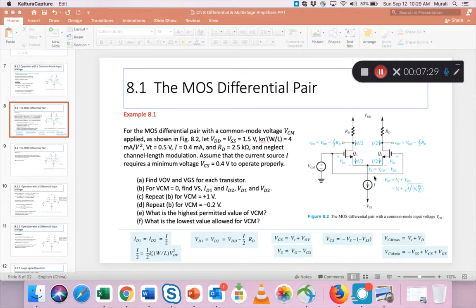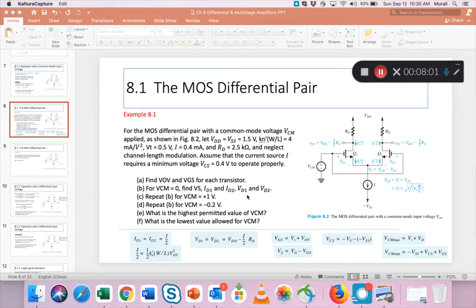Again find this voltage Vs, which is the voltage at the common source. Then the two drain currents, and also these two voltages VD1, VD2 for VCM 0, then go to VCM plus 1, then VCM minus 0.2. What is the highest permitted value of VCM? What is the lowest permitted value of VCM? So a lot of factors all connected to the common mode working of this.